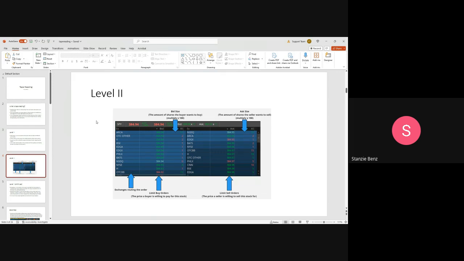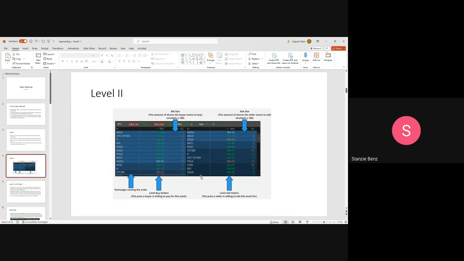On Thinkorswim, you're going to see something like this. On the leftmost column is the exchange that is routing the limit order that's been placed. The second column shows the limit buy orders. That's the bid, the price a buyer is willing to pay for the stock. On the third column, you're going to see the bid size. This is the amount of shares the buyer wants to buy at this price, and you have to multiply this by 100 for my broker, at least. I think most of them are the same. So this is 1,100 shares that this buyer wants to buy at 384.94.